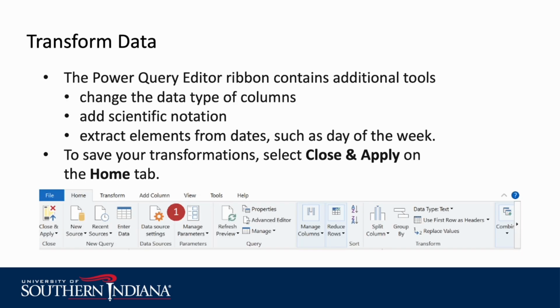The ribbon in Power Query Editor contains additional tools such as changing data types, adding scientific notation, and extracting elements from dates like day of the week. Once your transformations are complete, select Close and Apply to save the changes and load the data into Power BI Desktop.